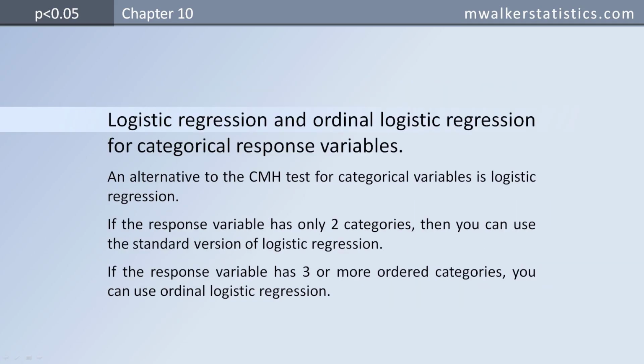Logistic regression and ordinal logistic regression for categorical response variables. An alternative to the CMH test for categorical variables is logistic regression. If the response variable has only two categories, then you can use the standard version of logistic regression. If the response variable has three or more ordered categories, you can use ordinal logistic regression.